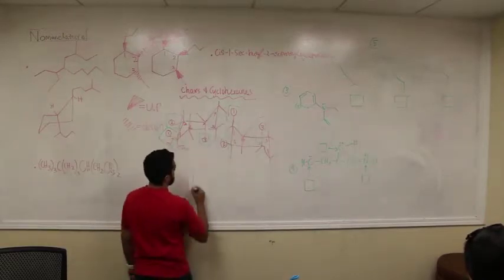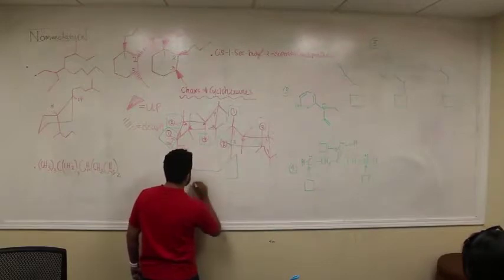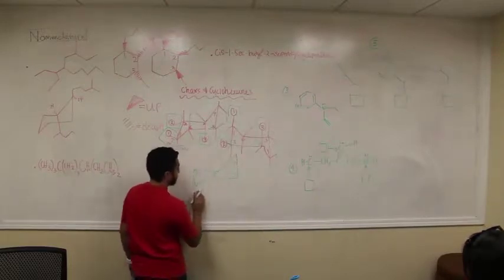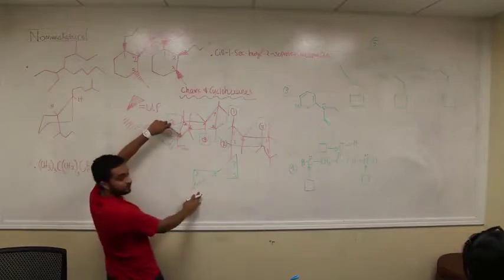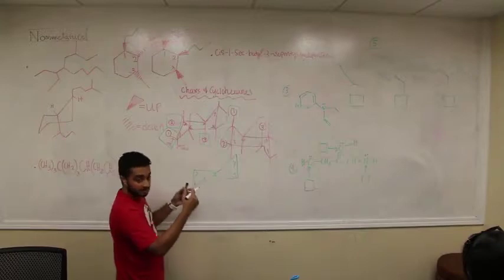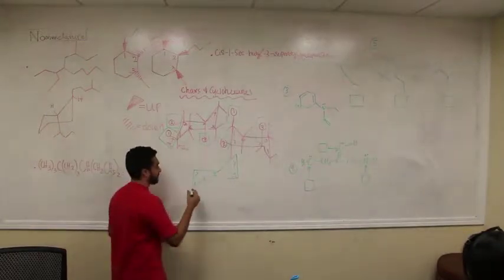I'll draw it right here. 1, 2, 3, 4, 5. Notice I numbered it the same exact way I numbered this one. Okay? Your numbering has to stay consistent. It doesn't matter how you started, but all the chairs have to be consistent. Okay, that's the important part.